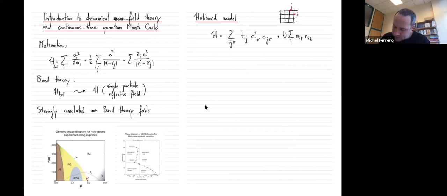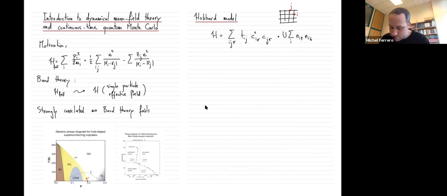like this, which basically gives you a penalty U. So U will be the Coulomb repulsion, or the energy you pay when two electrons are sitting on the same site. You see that term is zero, except when both N_i up and N_i down are the same, which means that we have two electrons on a site.